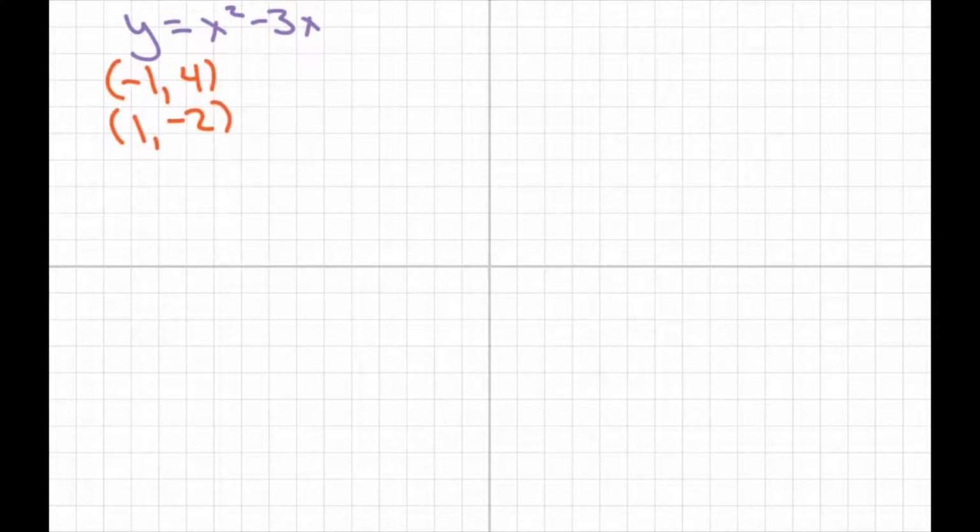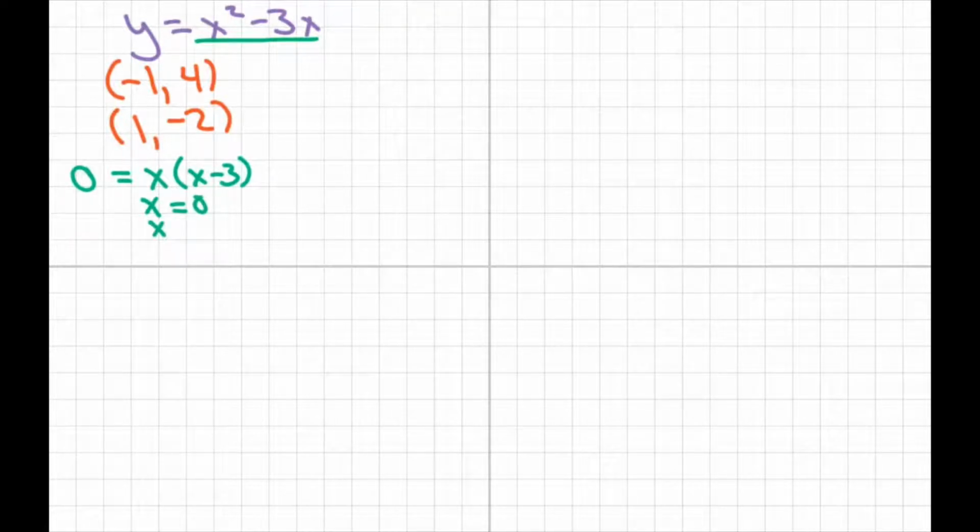Okay, so let's factor this first and set it to 0. So I know my x-intercepts are x equals 0, x equals 3. 1, 2, 3. All right, midpoint's right in there.